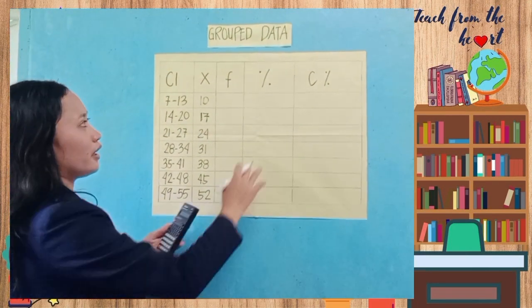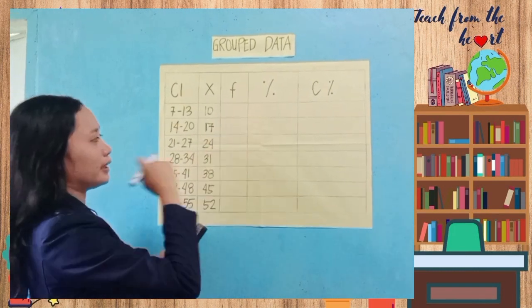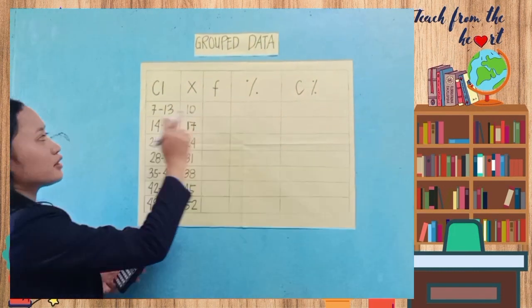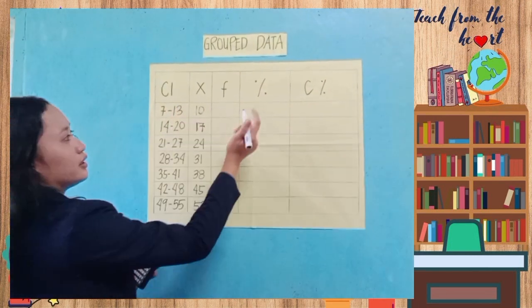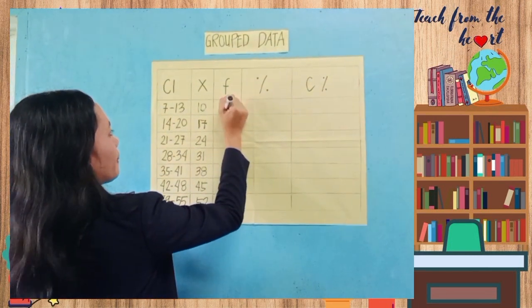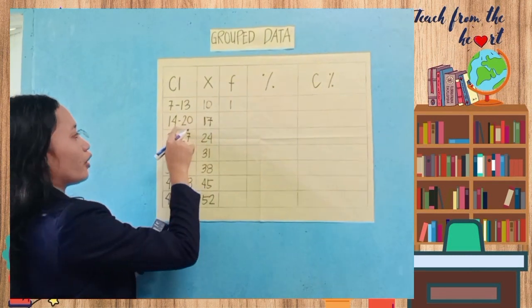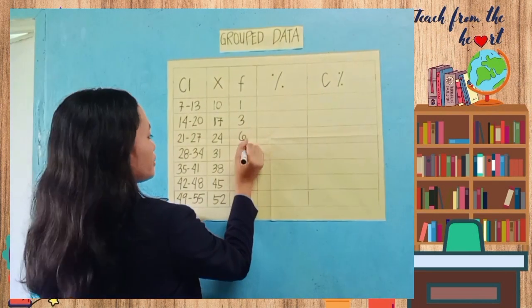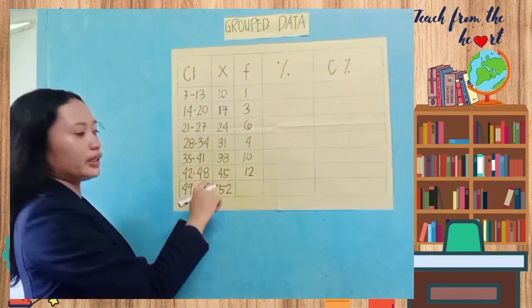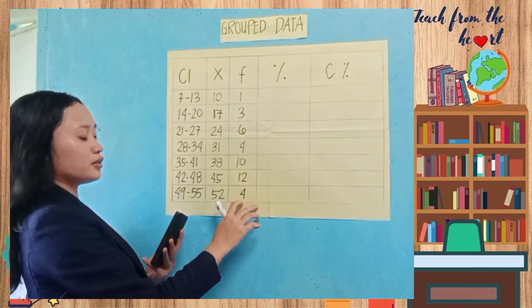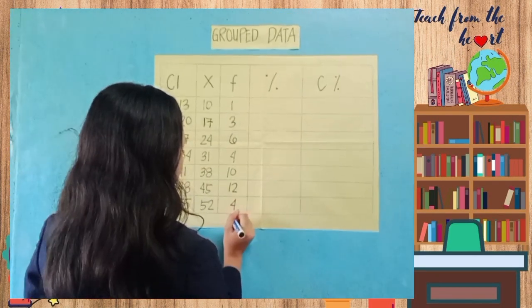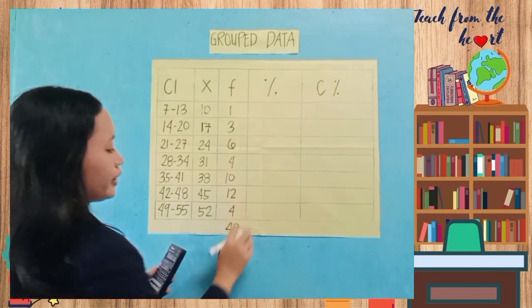Now let's proceed to the f, or the frequency. In the frequency, let's just count how many students got the score of 7 to 13. There is only one student. And in the score of 14 to 20, there are 3 students. And there are 4 students who got the score of 49 to 55. A total of 40 students.